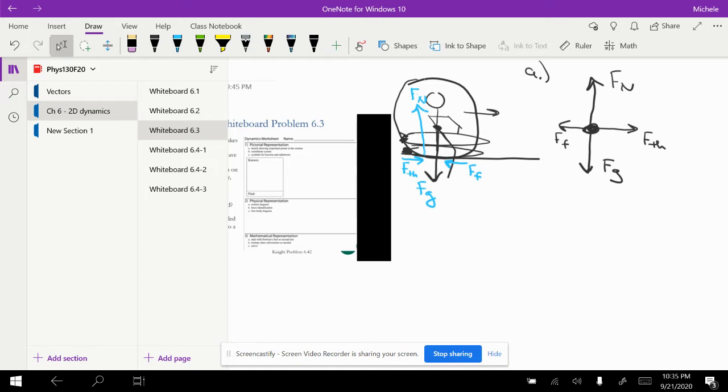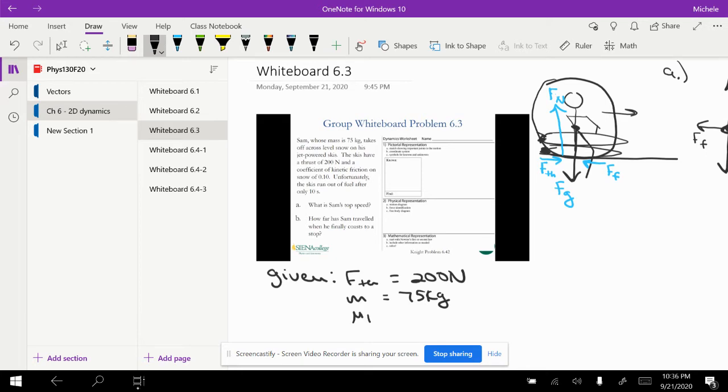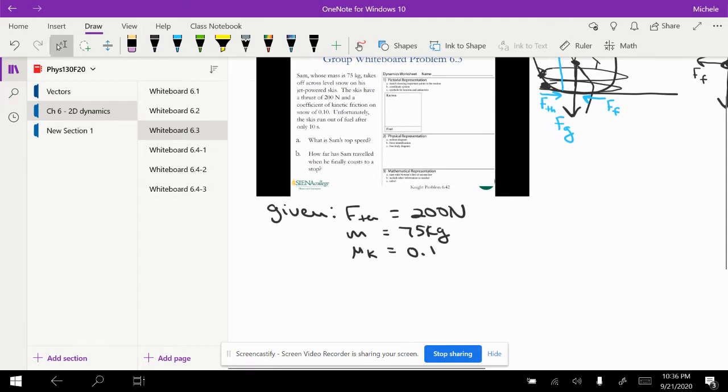Okay, so the first thing we've got to do is write our givens and finds. So let's see our givens. We have that the force of the thrust from the jetpack is equal to 200 newtons. We have the mass is equal to 75 kilograms. We have the kinetic friction coefficient is equal to 0.1. That is unitless. And then we have our time, delta T, when the jetpack still has power. That's going to equal 10 seconds.